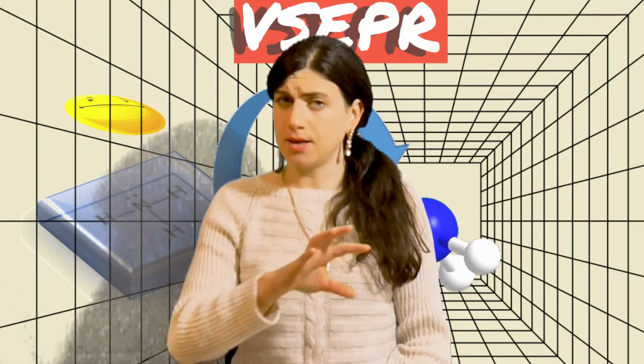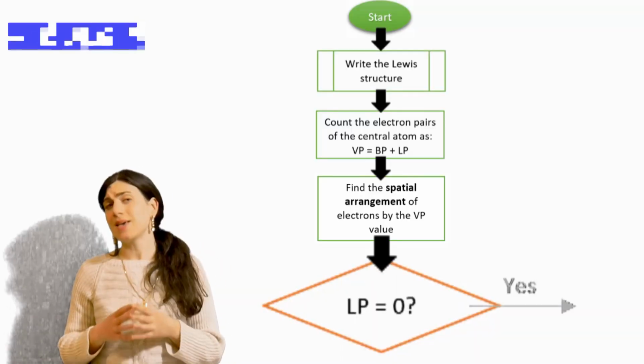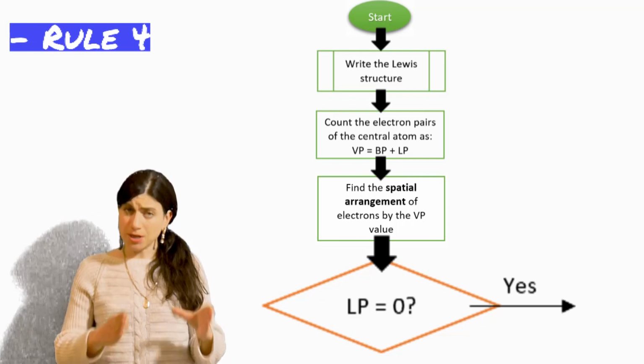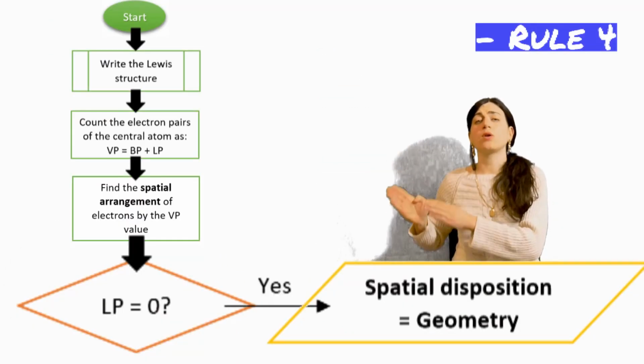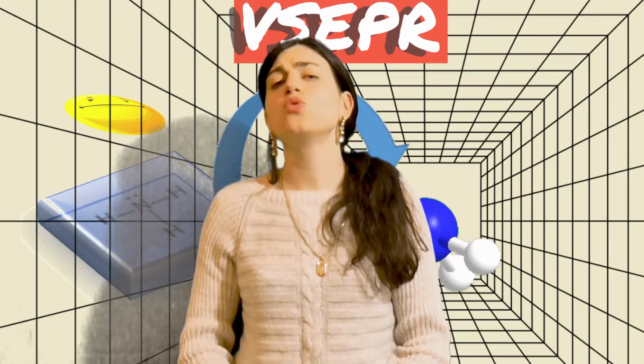Now we have to start to see how many lone pairs there are in our molecule. If we have 0 lone pairs, in this case the electron arrangement is equal to the molecular geometry and our exercise is already ended. Let's do an example.